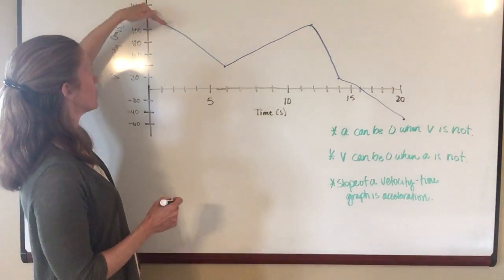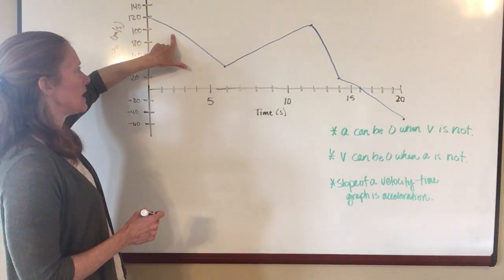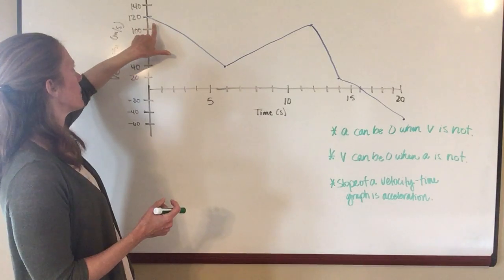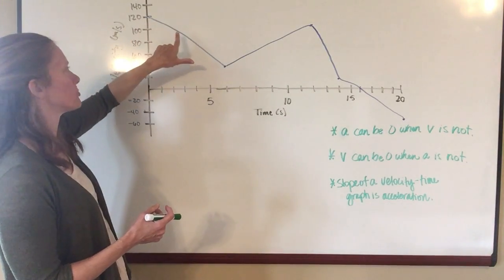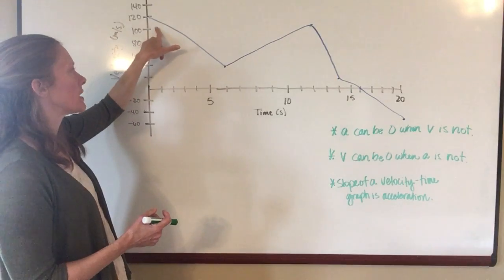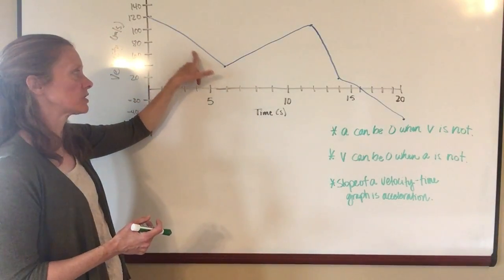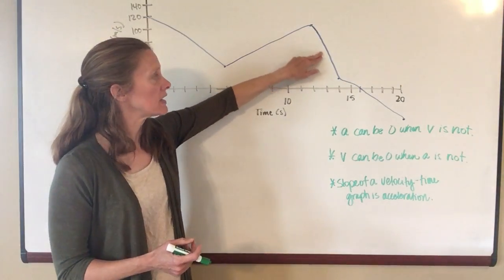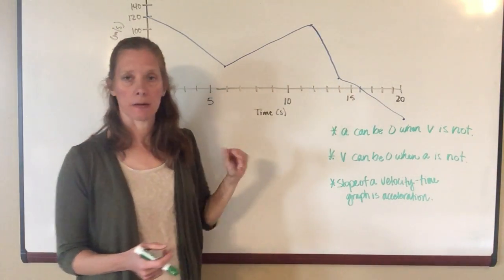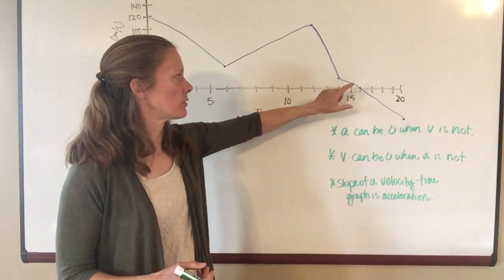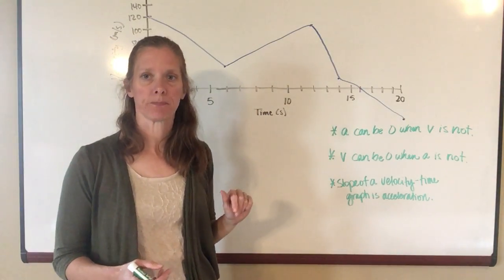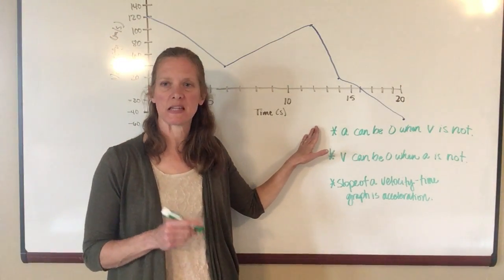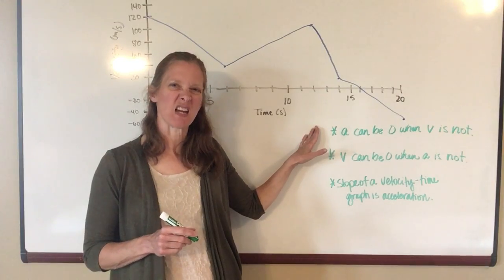However, on a velocity time graph, these inflection points mean that the object is either speeding up or slowing down. So here, the velocity is going in a positive direction, but here he's slowing down because he's going from 120 meters per second to 100 meters per second to 80 meters per second. So here the object is slowing down. Here the object is speeding up. Here he's slowing down again until he gets down to here, and then we'll talk about this piece in just a second.